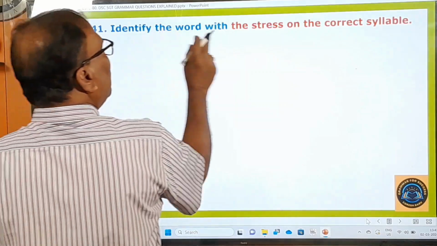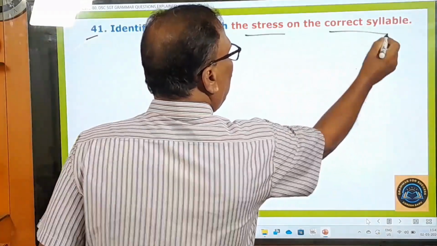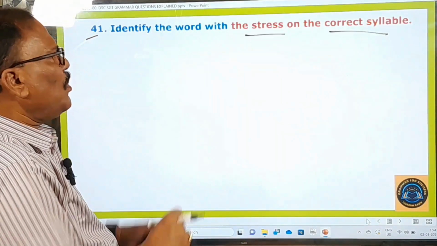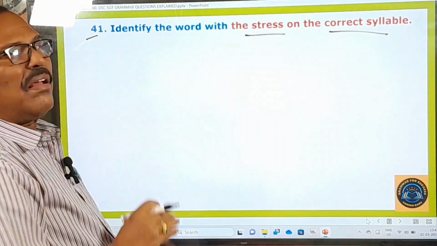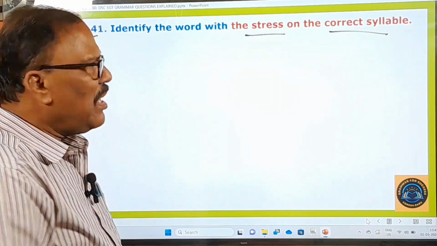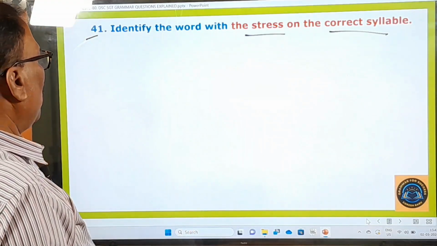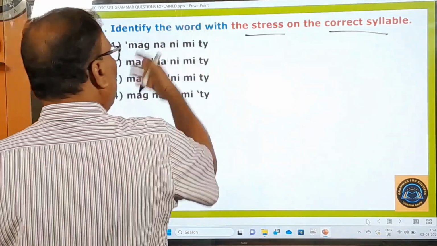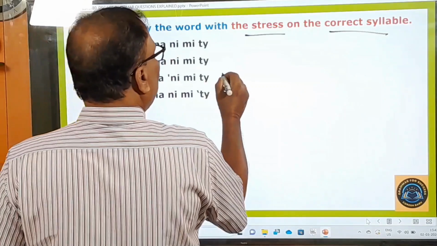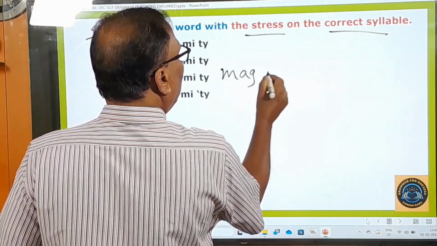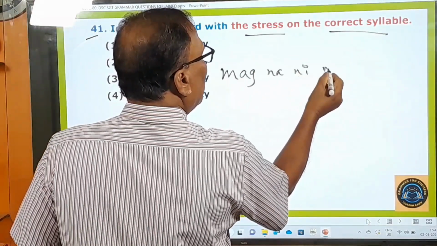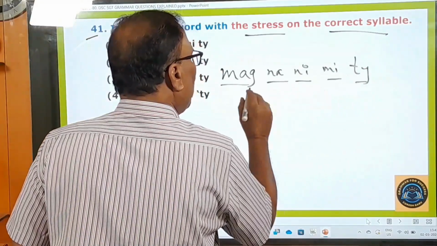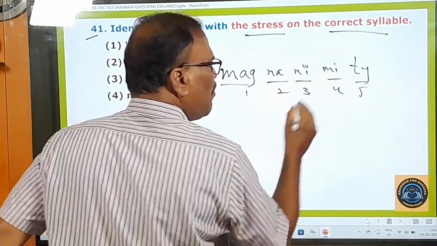41st question. Identify the word with the stress on the correct syllable. That means the examiner is asking you to use the stress on the correct syllable of the word. Then what is the word given here? Let us look at the options. Okay, magnanimity. So this word is all about magnanimity. Let us write the word here. Magnanimity. So here, 1, 2, 3, 4, 5 syllables are there in this.